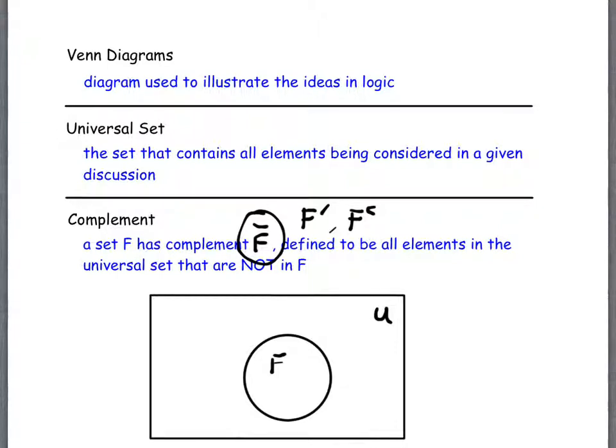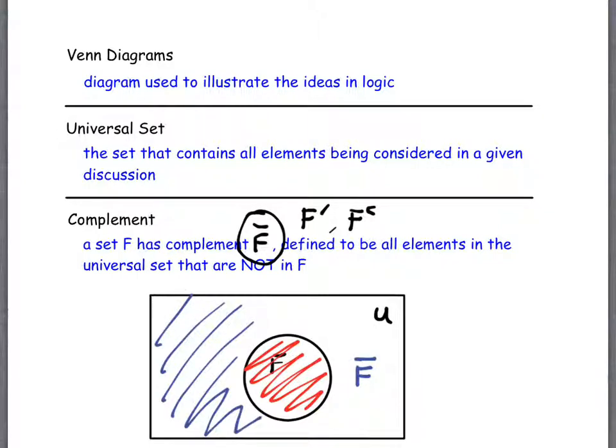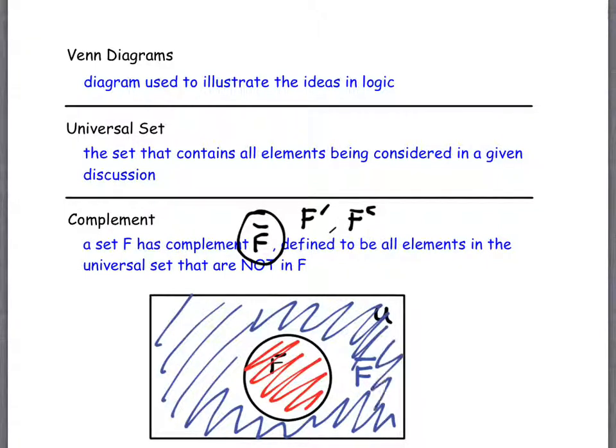And so if this item inside of this circle is F, then F complement is considered to be everything in the outer part of the rectangle. So it's all of this. So that's what the Venn diagram representation for that looks like. Let's talk about an actual concrete example of what this looks like when you find a complement.